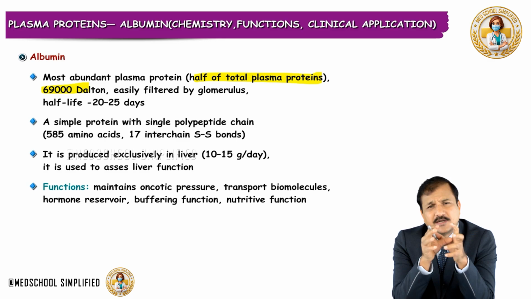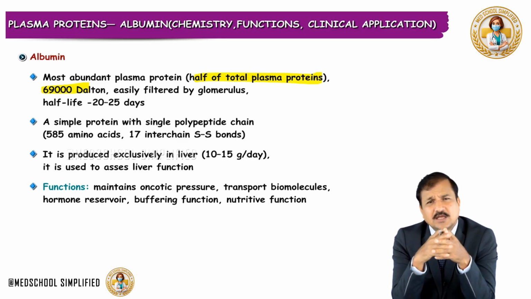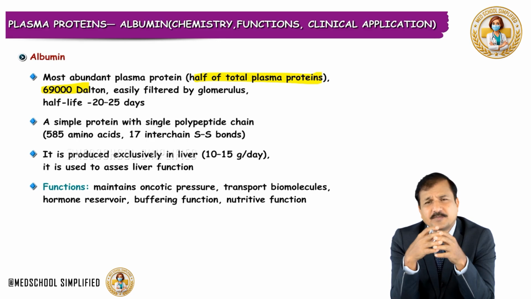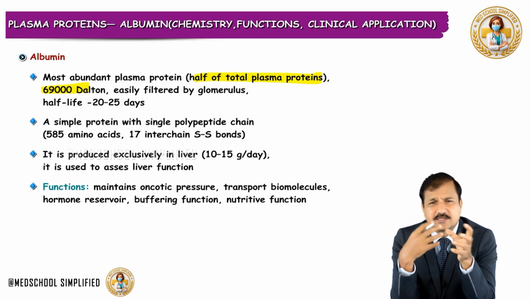Under normal conditions, because of the higher negative charges present in albumin, the filtration of albumin is prevented by heparan sulfate and type 4 collagen, molecules which hold it back based on charge selectivity. That's why it is not filtered.